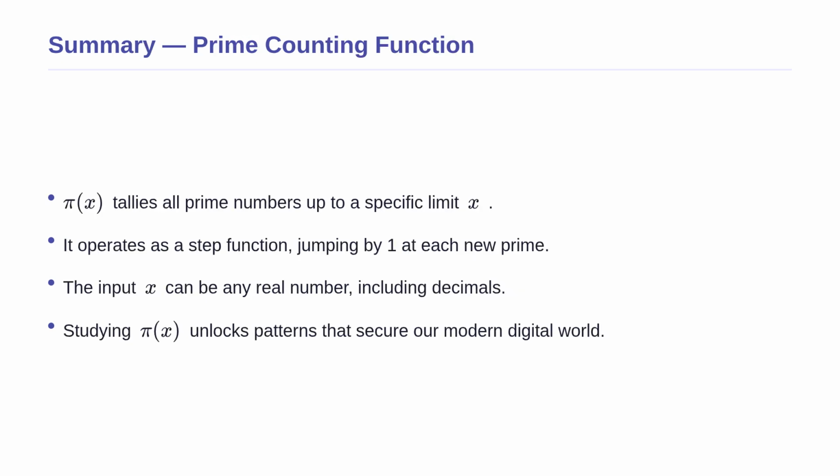Let us review the key takeaways from today's lecture. The prime counting function, denoted as pi of x, is a mathematical tool that tallies up all the prime numbers up to a specific limit. We saw that it operates as a step function, jumping up by 1 every time it encounters a new prime, and that the input can be any real number. Finally, by studying this simple counting mechanism, mathematicians unlock the deep, hidden patterns governing prime numbers, which ultimately secures our modern digital world.